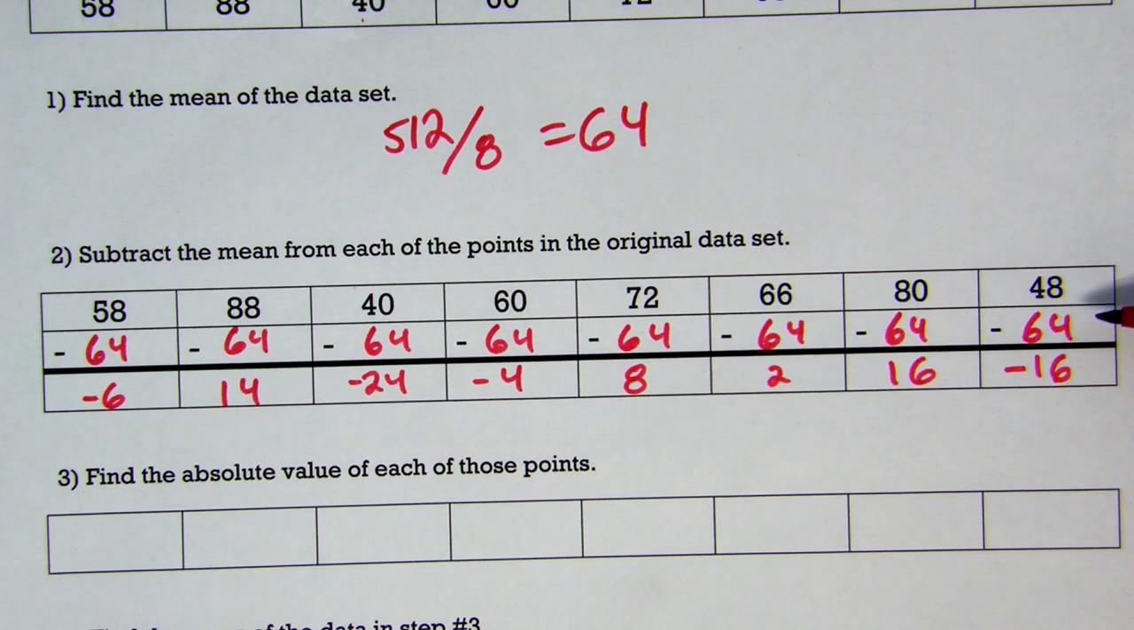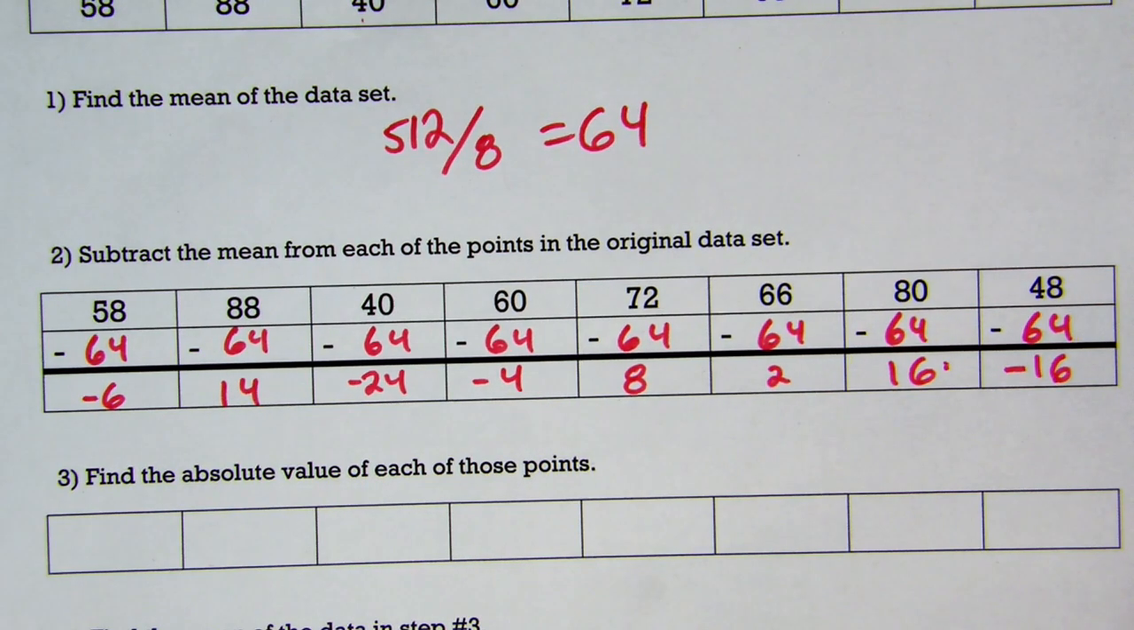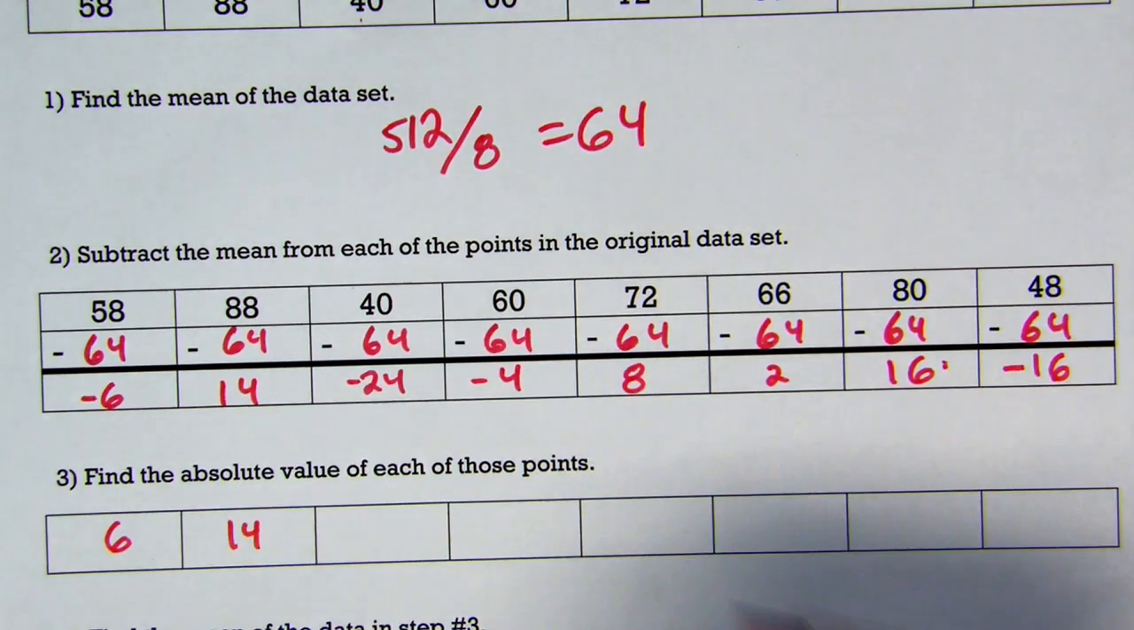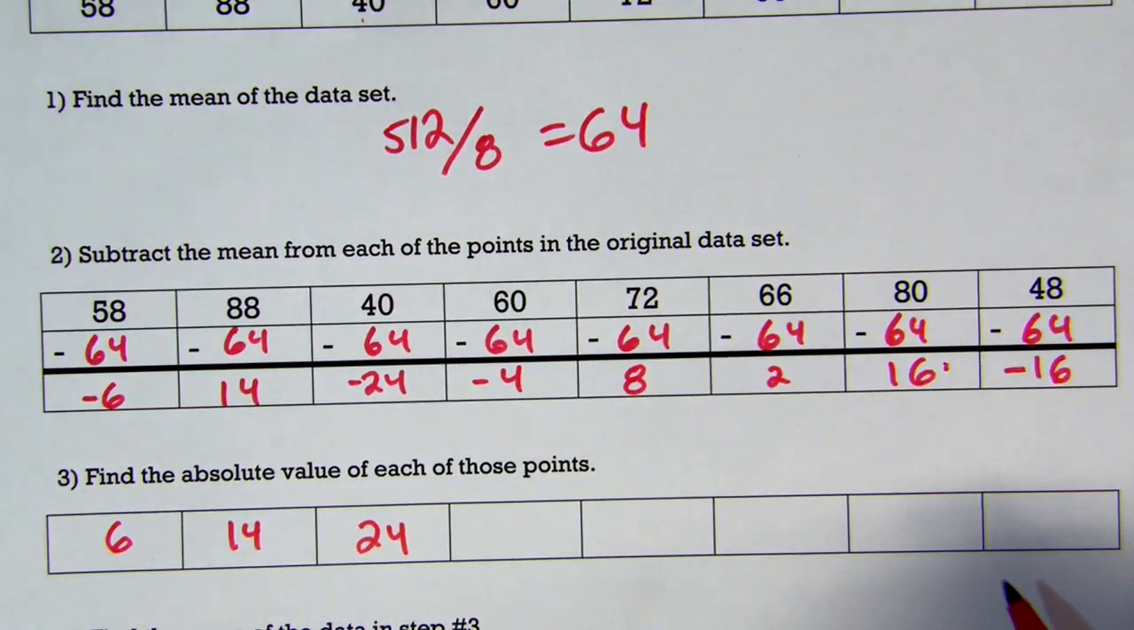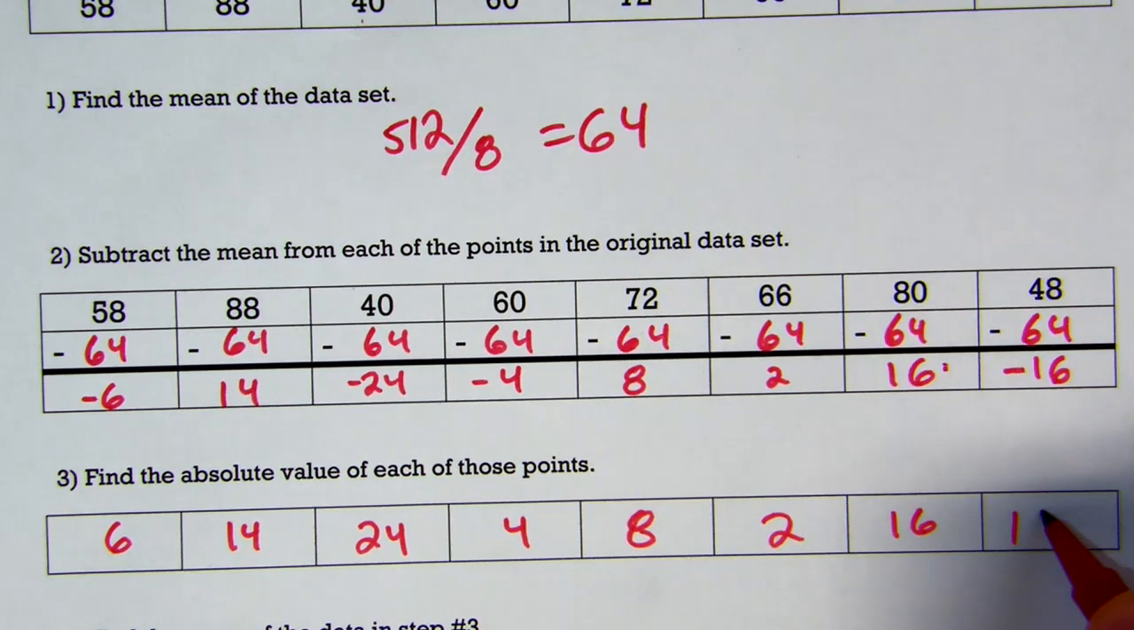Anytime my average is less than the data point, it's a positive answer. Anytime my average is greater than the data point, it's going to be a negative answer. So now after that, I find the absolute value of each of those points. So negative 6 turns into 6, 14 stays 14, negative 24 is 24, negative 4 is 4, 8, 2, 16, 16.